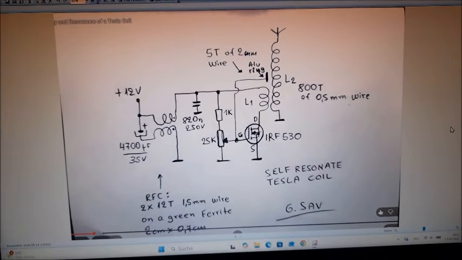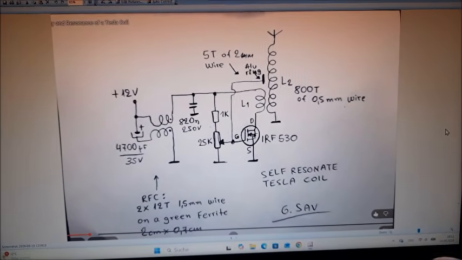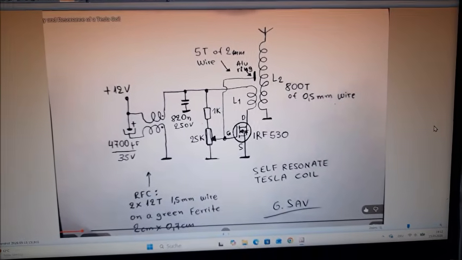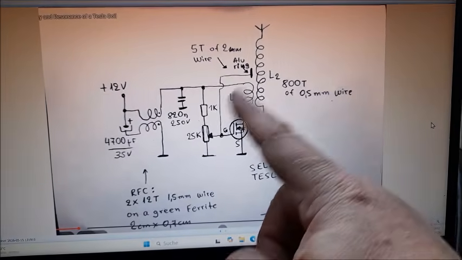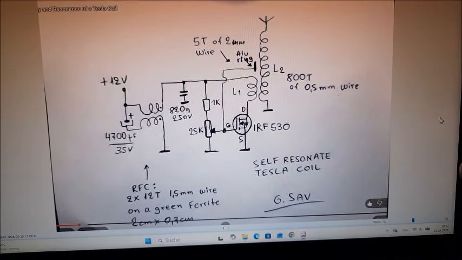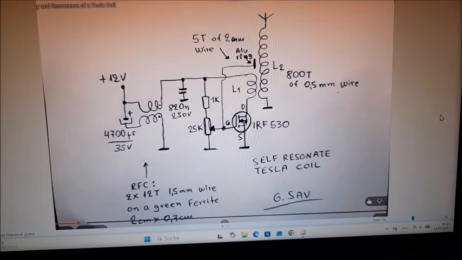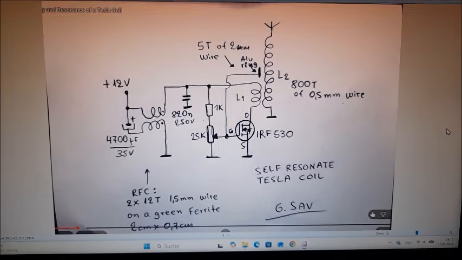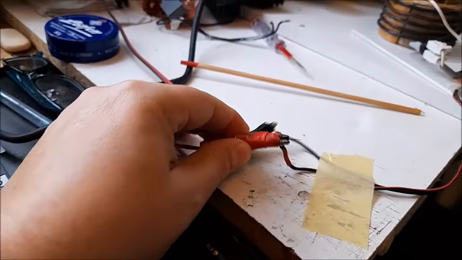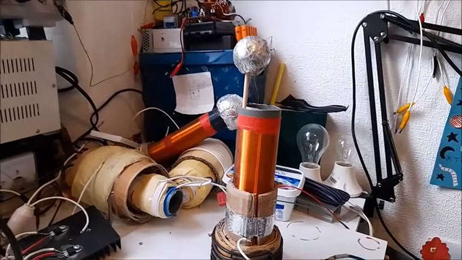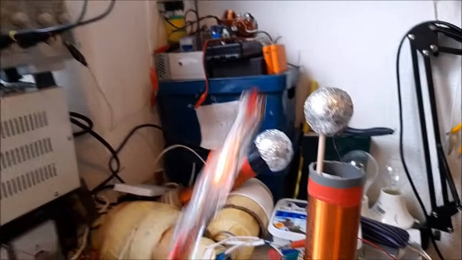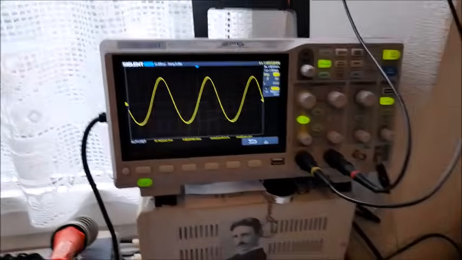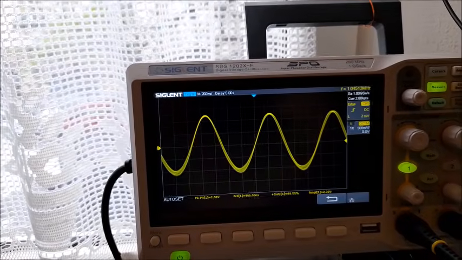First of all, I would like to show you the circuit diagram of the Tesla coil I'm going to use in this experiment. I'm using an IRF530 common MOSFET and some other components. It's nothing special, but it is good enough to show you what I mean. Now I'm turning on the device. High voltage at the output. This is the output, 1 megahertz.